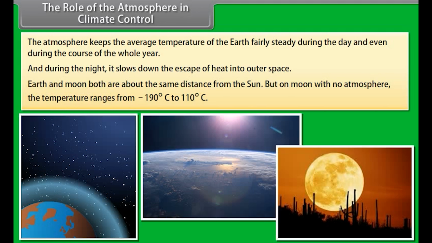Earth and Moon both are about the same distance from the Sun. But on Moon with no atmosphere, the temperature ranges from minus 190 degrees Celsius to 110 degrees Celsius.